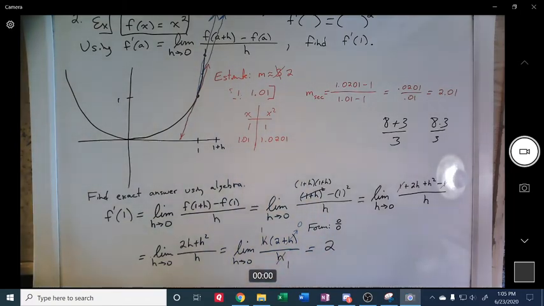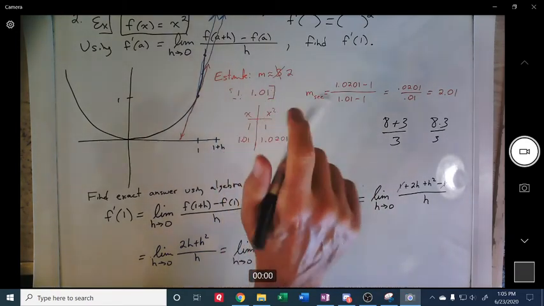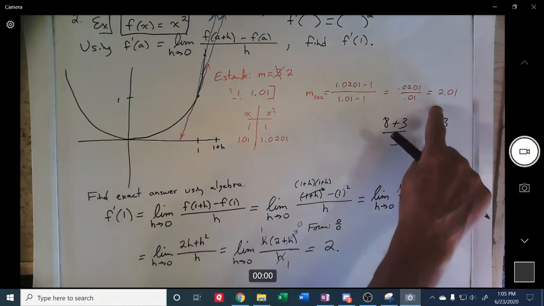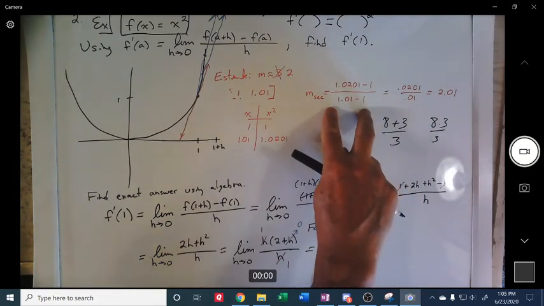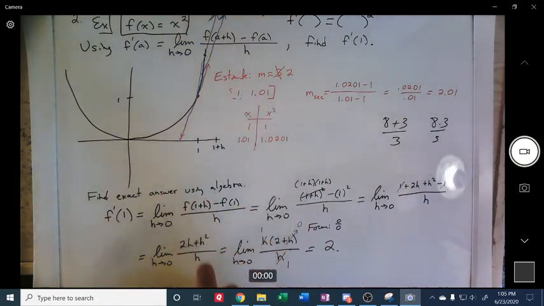And let's compare that exact answer to my estimate. My original estimate was 3. I updated it after doing a secant line with a really close interval. And then when I did it exact, it came to exactly 2.